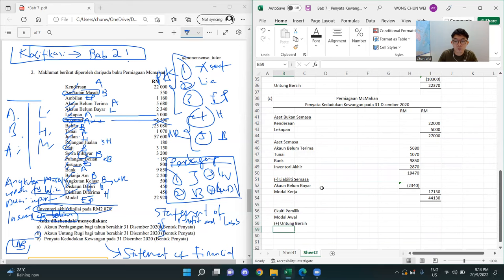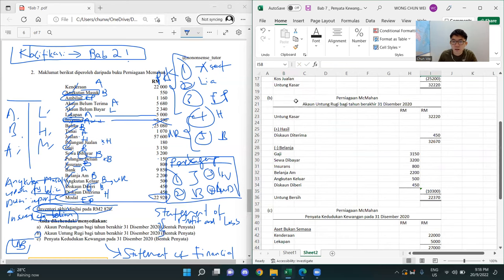Kita sudah ada untung bersih. Lepas tu you check ada ambilan tak? Your ambilan. Nah, ini ada. So I have to minus my ambilan. Okay, so your modal awal berapa? You look at your modal ni, modal sini ya. So this is your modal awal lah. Okay, 22,920. Lepas tu, how much your untung bersih?